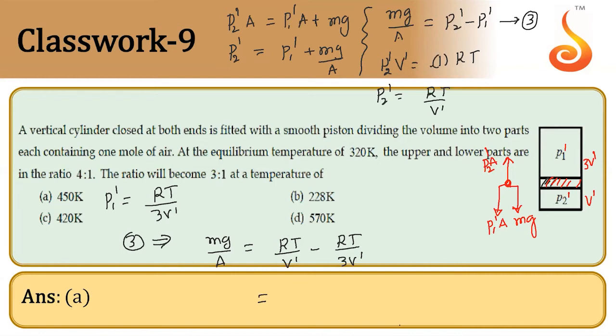So now, 3V dash is the LCM. So we'll get 2RT by 3V dash. Am I correct? So this is mg by A. Say this is equation number 4. So carefully observe, children. Equation number 2 equal to equation number 3. Left hand side mg by A. There also mg by A. Here also mg by A.